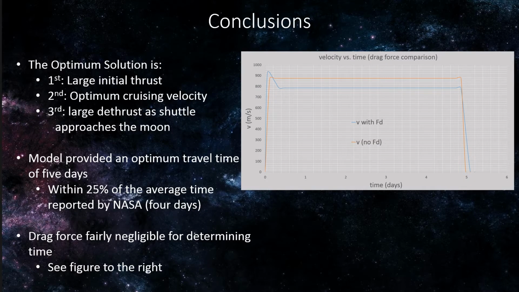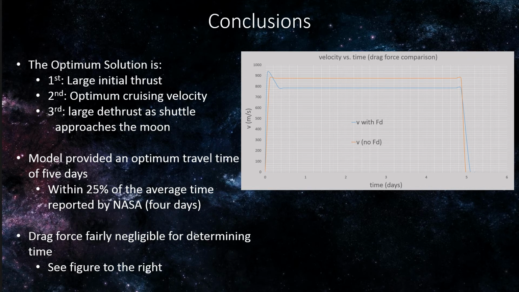Just to conclude, the optimum solution started with a large initial thrust followed by an optimum cruising velocity, and finally there was a large reverse thrust which allowed the shuttle to approach the surface of the Moon. As you saw, the model provided an optimum travel time of about 5 days, and this is pretty close to the average time provided by NASA of 4 days.